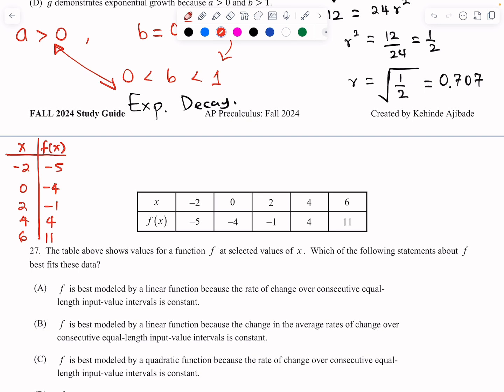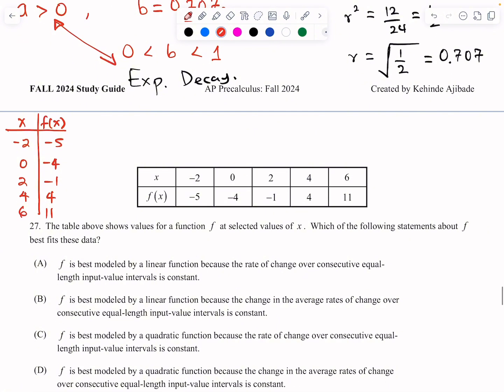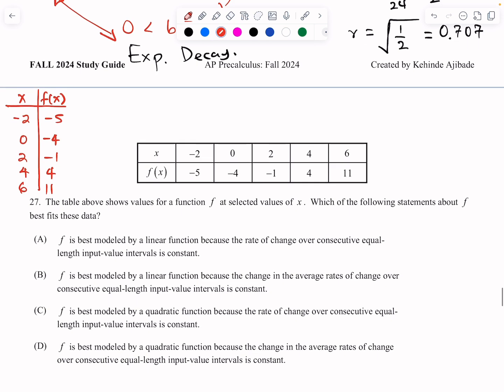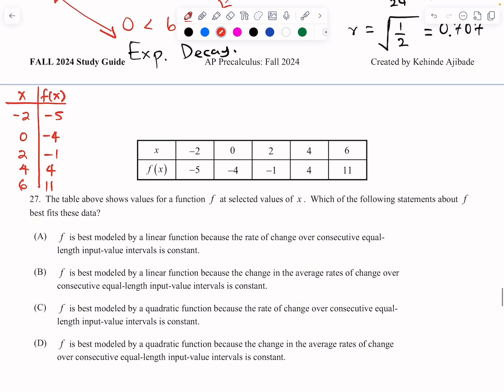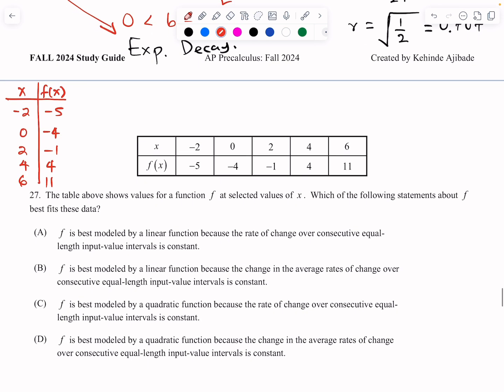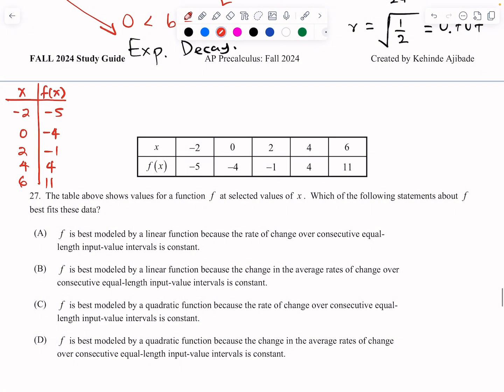Now, if you look at the question, it is saying the table above shows values for a function f at selected values of x. Which of the following is true about f that best describes the data above? In this case, if you look at the answer choices, they're talking about whether this is a quadratic function or a linear function, and to do that, all we have to do is check that our x has equal length intervals.